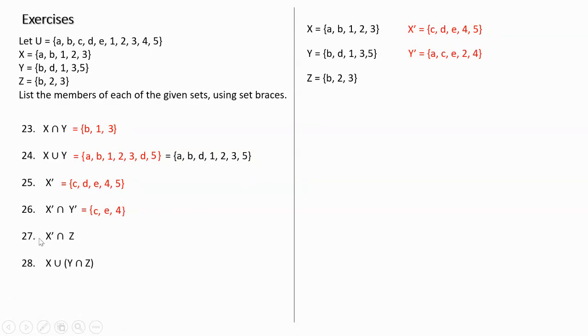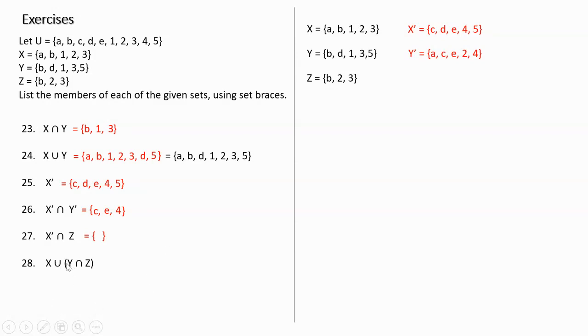Okay. Number 27, the complement of X union Z. So it'll be here on the right, the complement of X union Z. They don't have anything in common, right? Because they don't have a C nor a D, E, 4, 5. They don't have anything in common, so it's going to be the empty set. That's your answer.